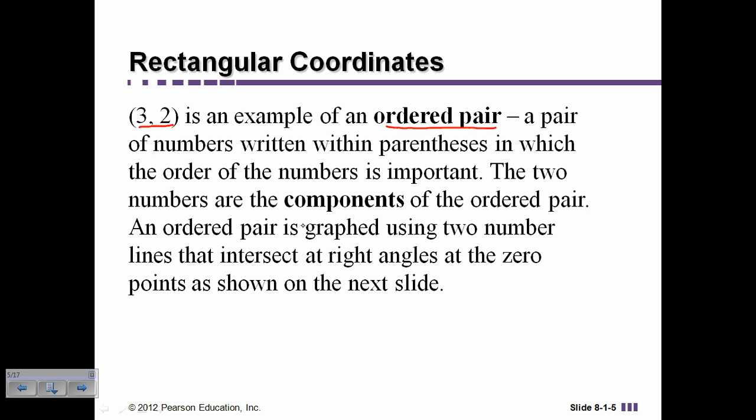The two numbers are called components of the ordered pair. The first number in the ordered pair always represents the x-axis of the coordinate system, and the second number always represents the y-axis of the coordinate system. So what we're doing is we're looking at where the two lines intersect. If I follow the x line at 3 and the y line at 2, we're looking to see where those 2 points intersect.